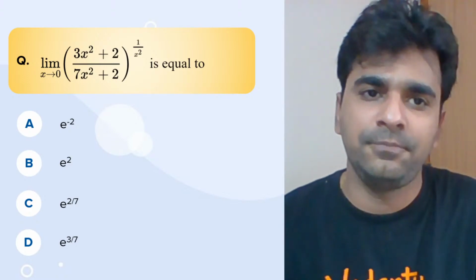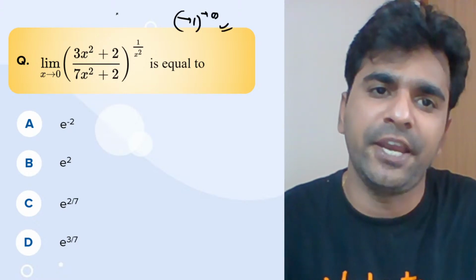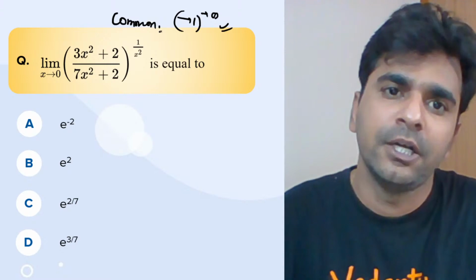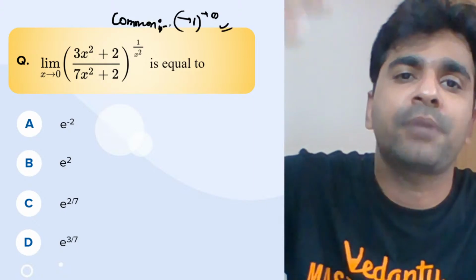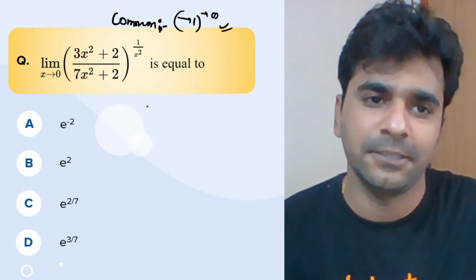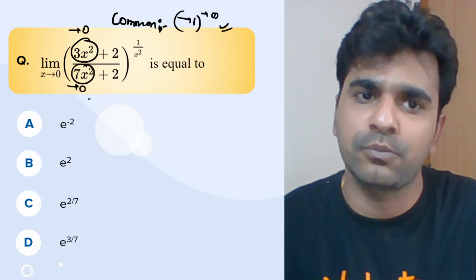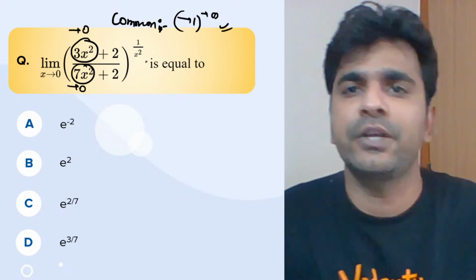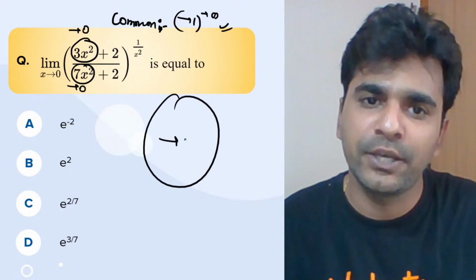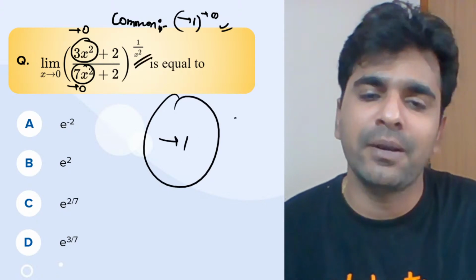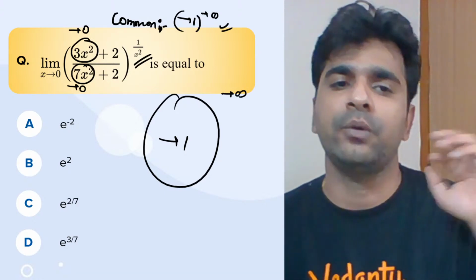In limits, the 1 to the power infinity form is a very common question that can come. So number one is to identify that it is of the form 1 to the power infinity. How do we identify? Let's see. If x is moving towards 0, 3x square will be moving towards 0, 7x square will also be moving towards 0. So our numerator is moving towards 2 and denominator is also moving towards 2. Hence, the base is moving towards 1. When you look at the power 1 by x square, that is definitely moving towards infinity. So it is nothing but a 1 to the power infinity question.